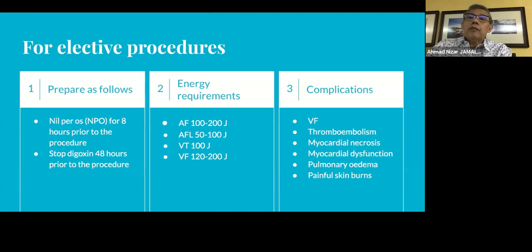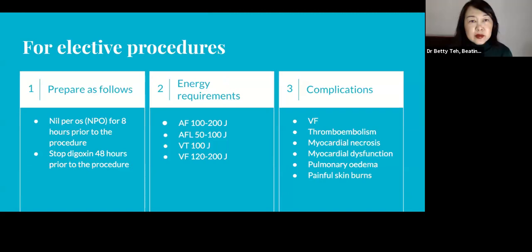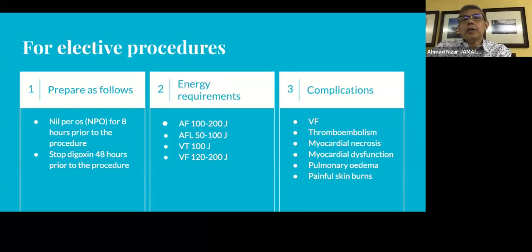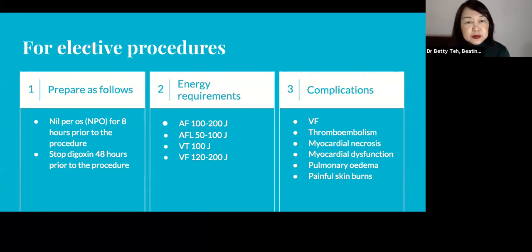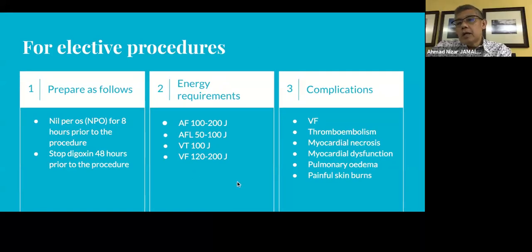So for elective procedures, you need to prepare as follows. The patient should be nil by mouth for 6 to 8 hours prior to the procedure. You should stop digoxin for 8 hours prior to the procedure as well. The energy requirements for AF are 100 to 200 joules. Atrial flutter is lower, 50 to 100 joules. For ventricular tachycardia it is 100 joules, and for ventricular fibrillation 120 to 200 joules biphasic shocks.